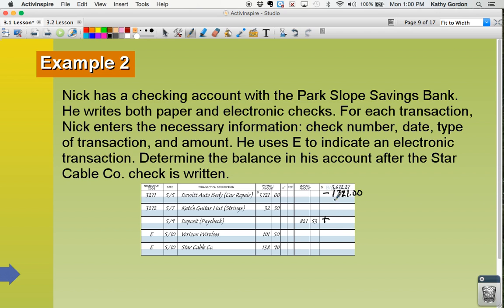So my new balance here would be, what would that be? 27, 3, 7 and 2 is 9, 6 and 7 is 13. Oh, no, now I started adding. Never mind. Let me do it this way.